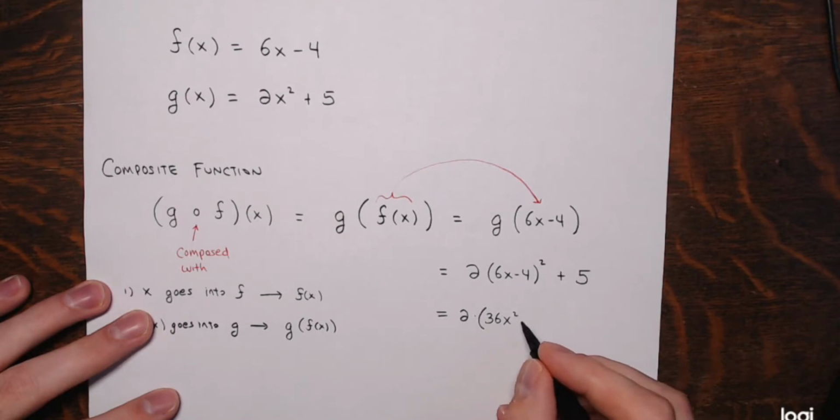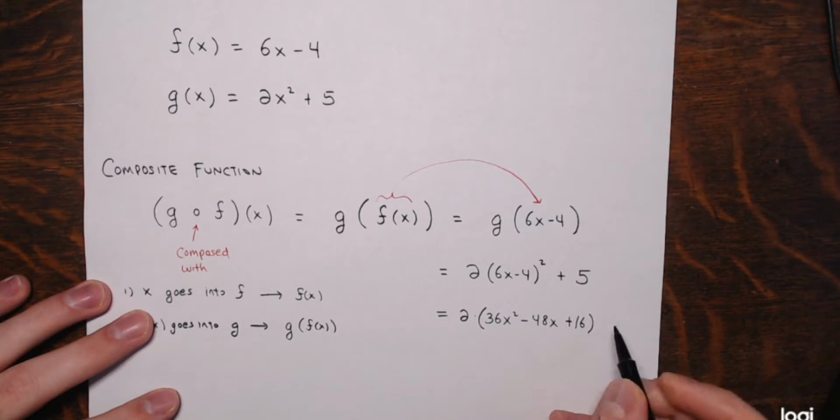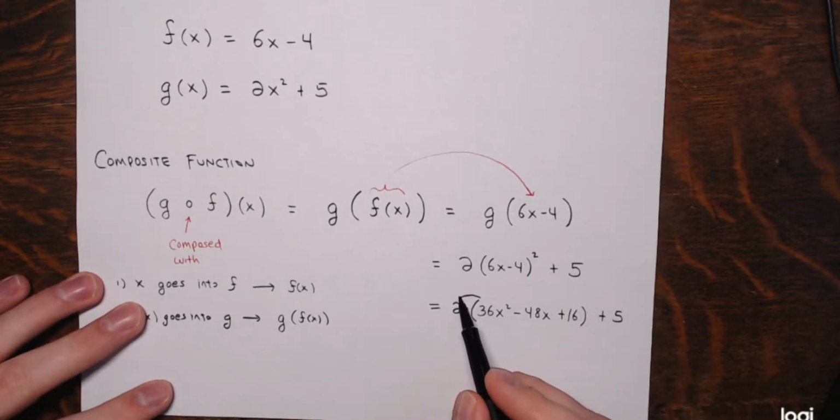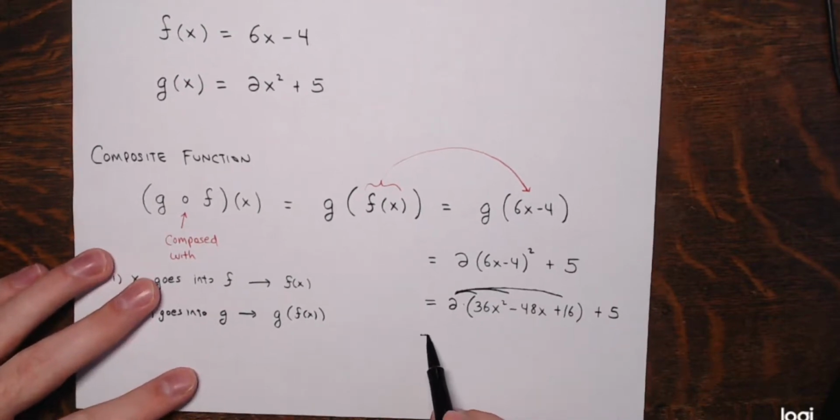So you'd have minus 48x. And then you have negative 4 times negative 4, which is positive 16. Right, and then you still have the plus 5 afterwards. Now I multiply, right? You raise the powers first, then you multiply. Distribute the 2, and then I'll add the 5 after.